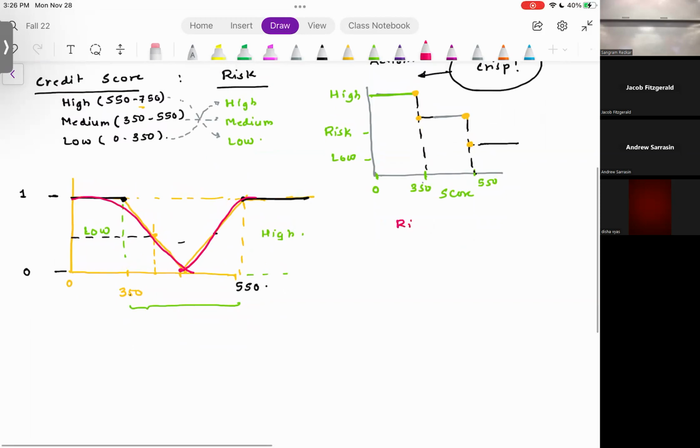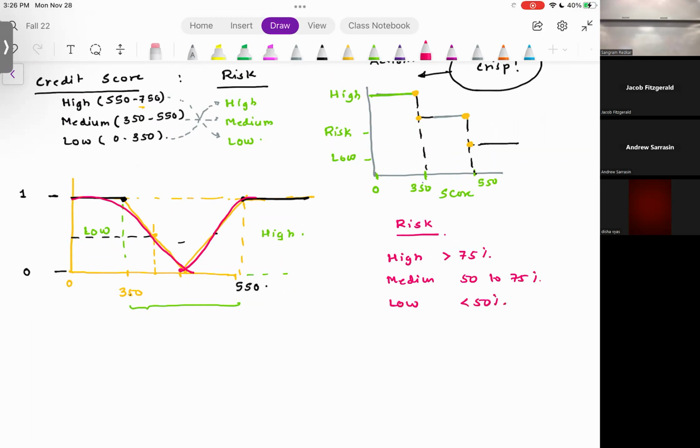Now, the next thing is I need to encode the information about risk. I would do the exact same thing. I would go to all the lenders and ask, what is high risk for you? Someone would say high risk for me is definitely greater than 75%. What is medium risk for you? Medium risk is between 50 and 75%. And what is low risk for you? Low risk is less than 50%.